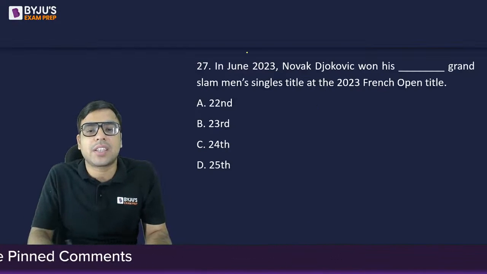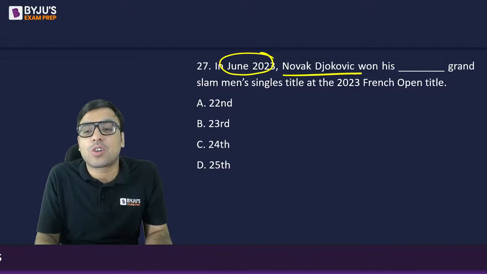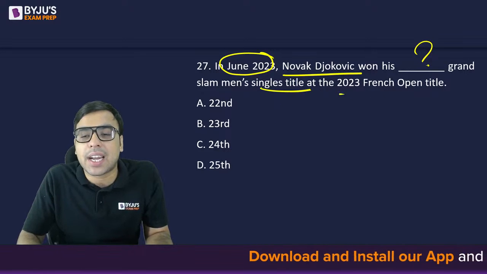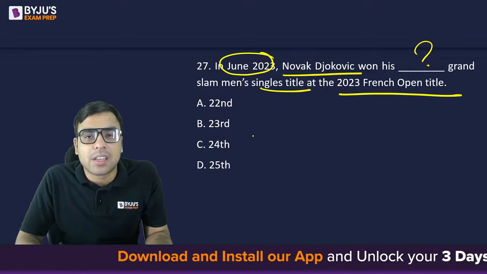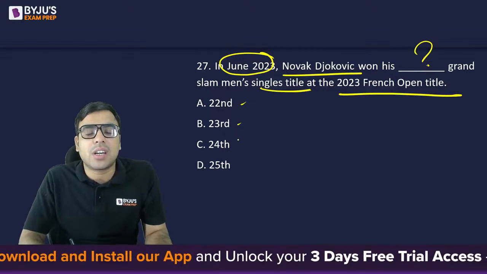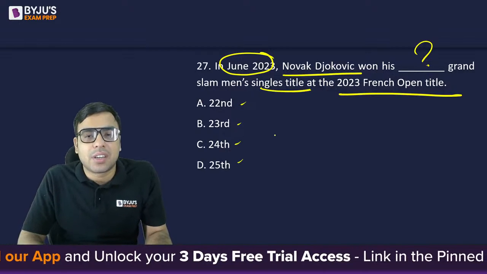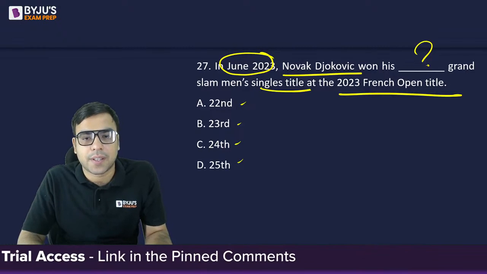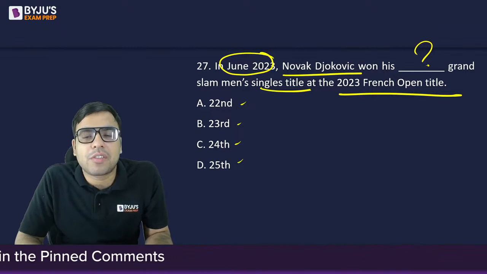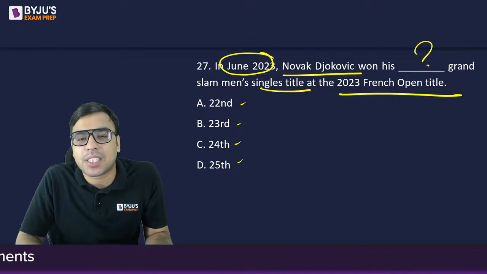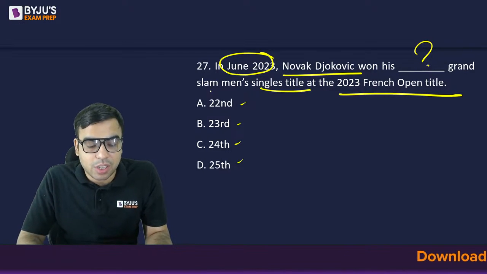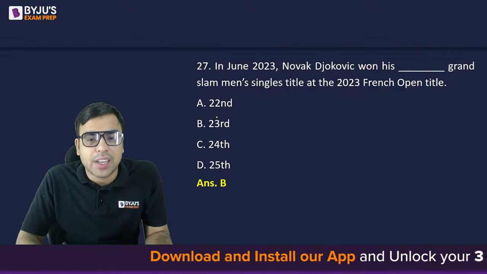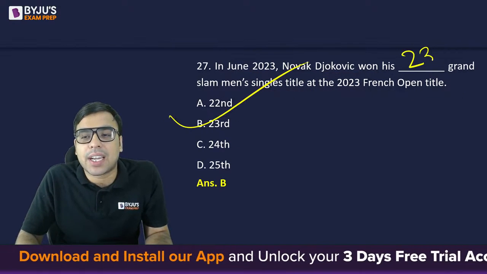The next one is in June 2023, Novak Djokovic won his dash Grand Slam men's single title at 2023 French Open title. Your options are 22nd, 23rd, 24th, 25th. What is the right answer to this question? So Novak Djokovic ने कौन सा Grand Slam जीता है recently? So I think you all can answer it very easily. The right answer is actually B. 23rd Grand Slam is the right answer to this question.